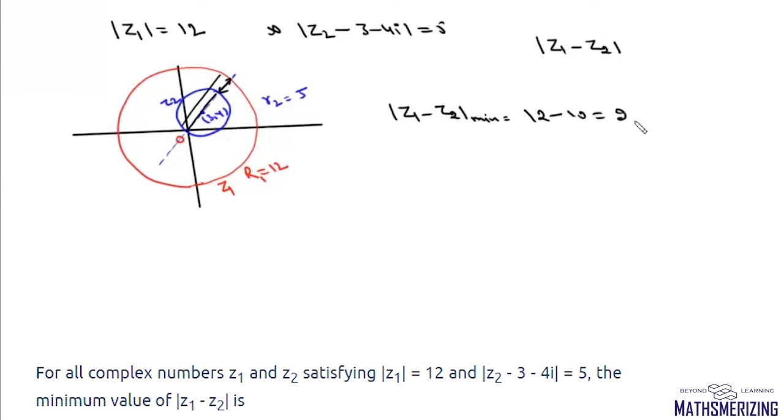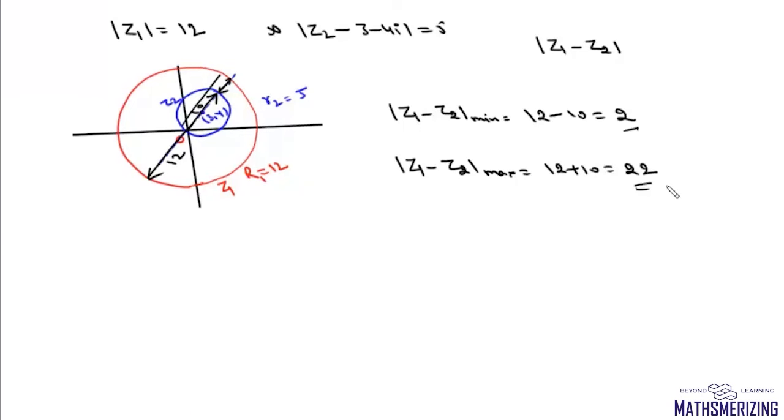So it should be 2 units. And the maximum value of Z1 minus Z2 will again occur along this line, and it is this distance. Now this distance is 12 units and the length of the diameter is 10. So it will be 12 plus 10, which is 22 units. So the minimum value of Z1 minus Z2 is 2 and its maximum value is 22.